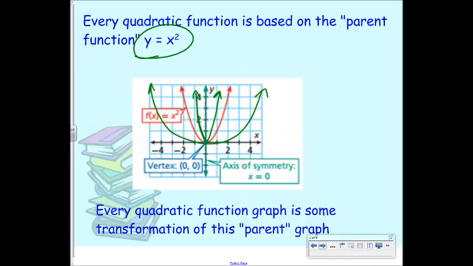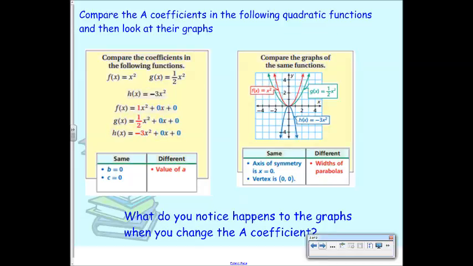If it gets wider, that means it goes further out than the parent function. If it's getting narrower, that means it would be further in than the parent function. And then if it moves up or down, that would just be if it's above the x-axis or below the x-axis. Okay. So how can we identify that? Take a look at these three different quadratic functions. The red one is our parent function. What's happening to the green one? Is it wider or narrower? It's wider. It's further out than the red one. What about the blue one? It's narrower and it's upside down.